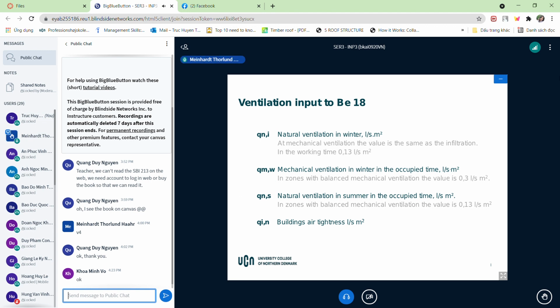Then we have the QMW, which basically means mechanical ventilation in the summertime. No, sorry, wintertime.